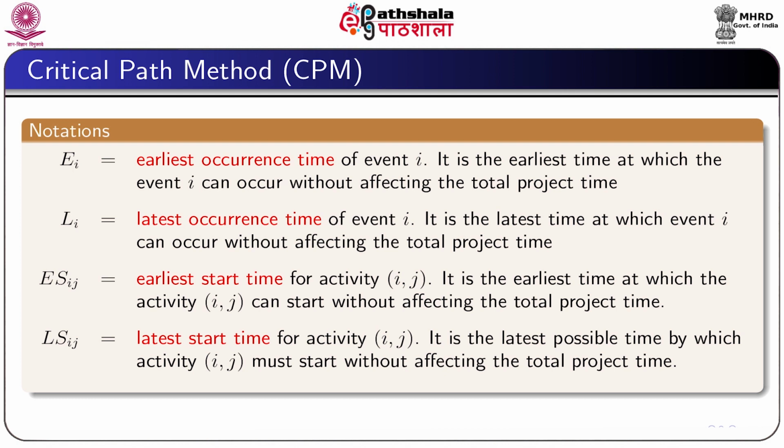ESij means the earliest start time for activity ij. It is the earliest time at which the activity ij can start without affecting the total project time. LSij is the latest start time for activity ij, by which the activity ij must start without affecting the total project time.